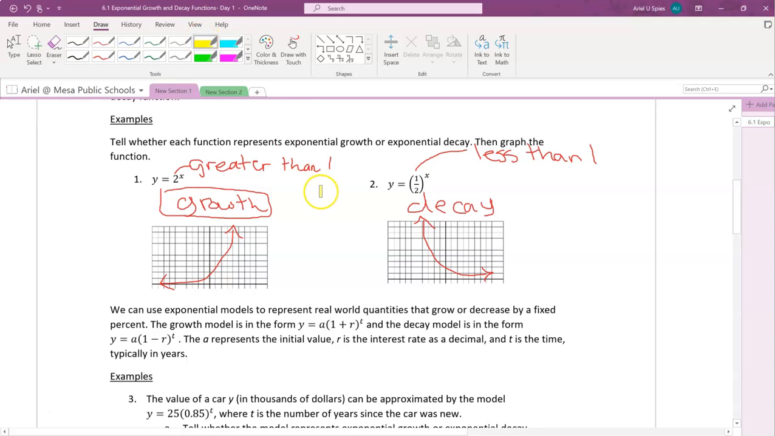So I can use exponential models to represent real-world quantities that either grow or decrease. Growth model is y equals a times 1 plus r to the t power. And decay is y equals a times 1 minus r to the t. So decay goes down, growth goes up and adds. A is the initial value, r is the interest rate as a decimal, t is time in years.